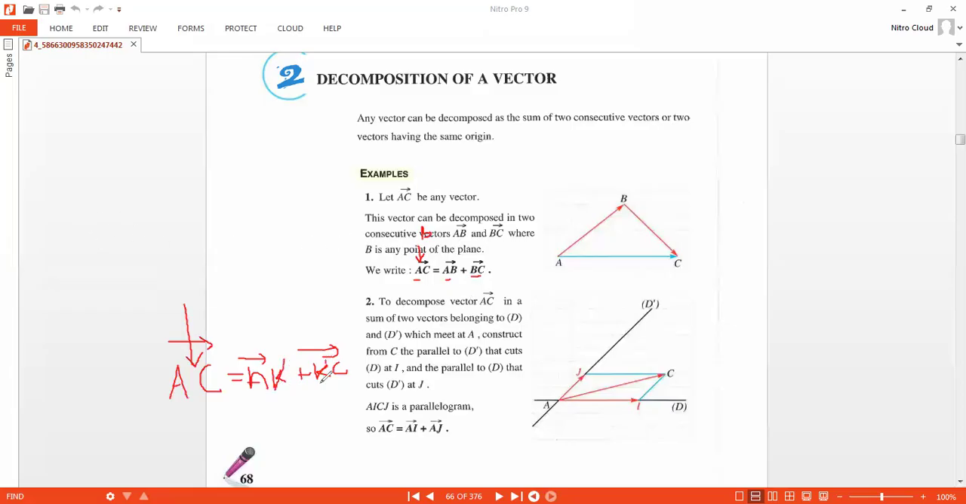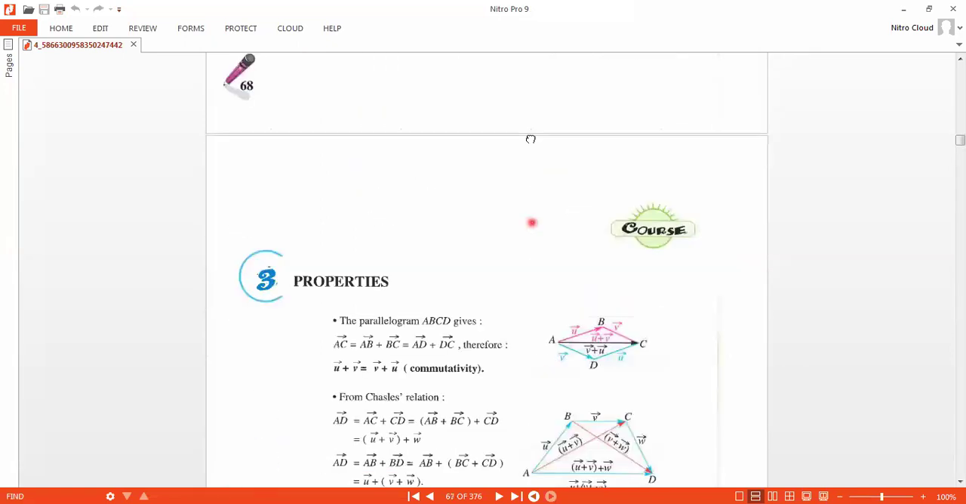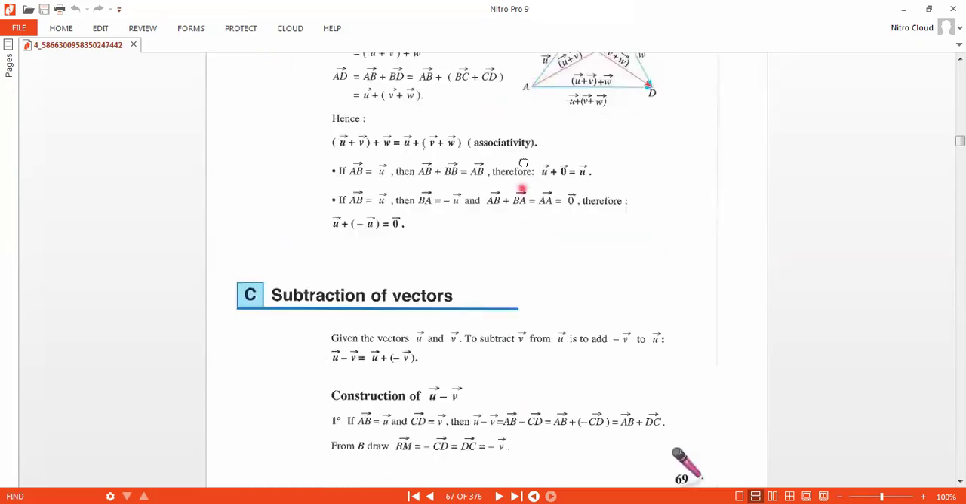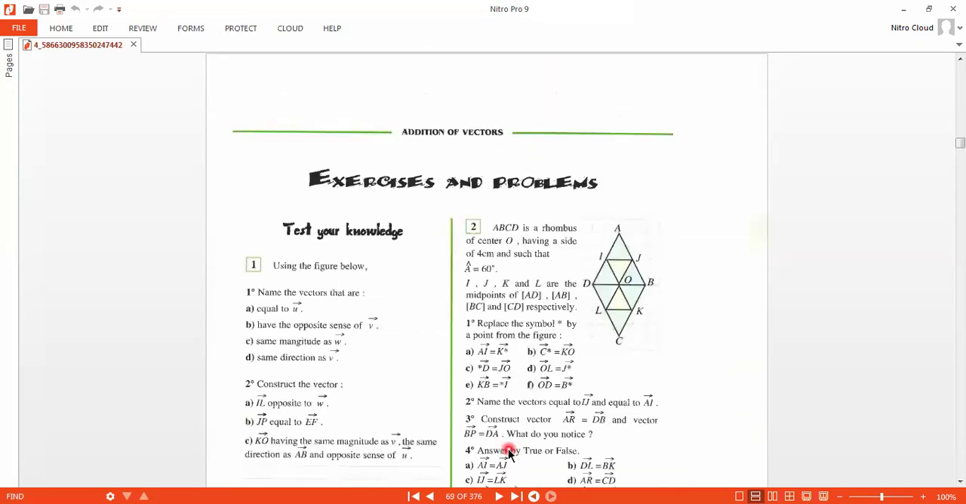As long as you can cross them out, you can insert any point anytime it's needed. Okay, and there are some properties. They are not actually very important. We solved a lot of exercises.